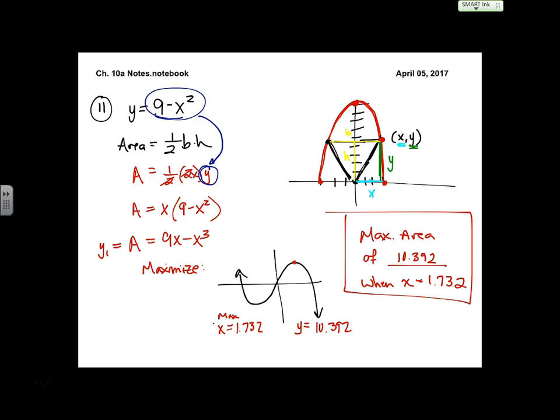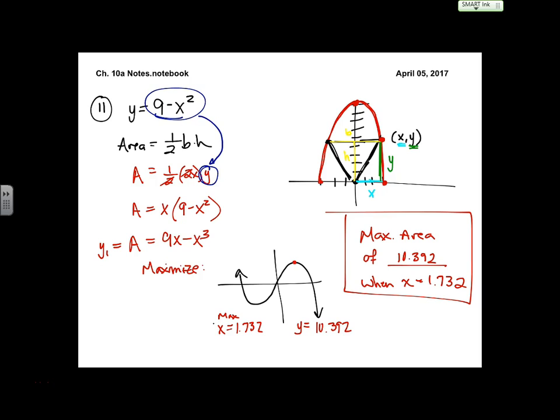Okay, so you have to put the x in your answer. Because the problem said find the value of x that maximizes the area, so it wanted not only the area but the x also. If it just said find the max area, then you could have stopped right there. I'm just trying to interpret for you guys what those numbers mean.